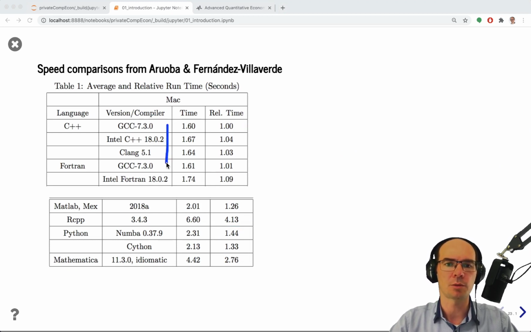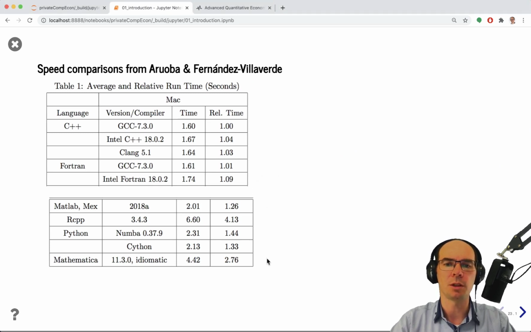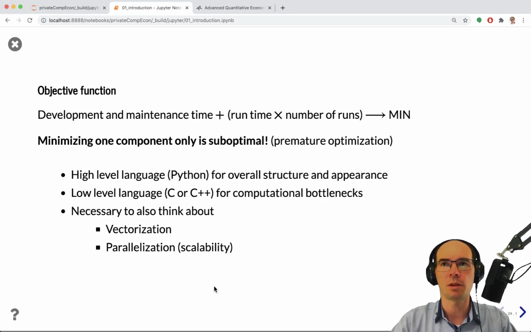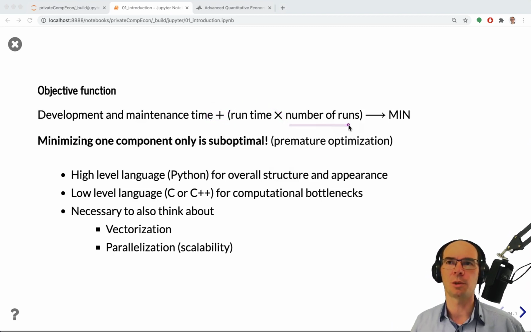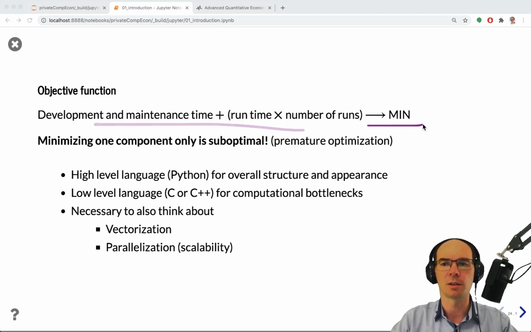Here's a comparison of different compilers as well. Now, how should we take these numbers? I would say these are really indicators of the comparison of the machine speed. And what's really important to keep in mind is that the real objective function is the development and maintenance time, where maintenance is also very important, plus the runtime, and you have to take into account how many times you want to run this code. And that's the sum which should be minimized.